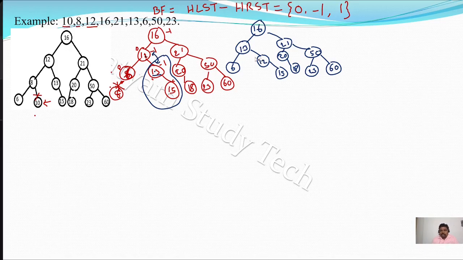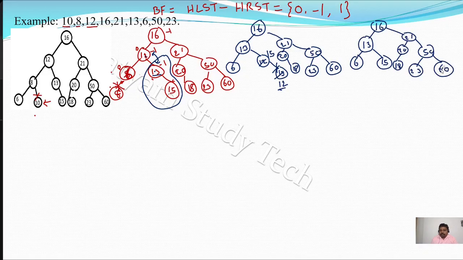Now I am taking the same numbers. If you want to delete 12, you can just swap it. Then 12 is here now. It is not a leaf node. So again this node has one child, so you have to replace with that node. Now here it is 12, here it is 15. Now we can delete this. After deleting, you can draw the tree here. Okay, this is the tree.